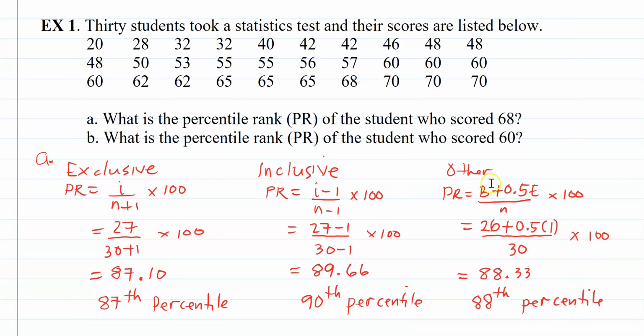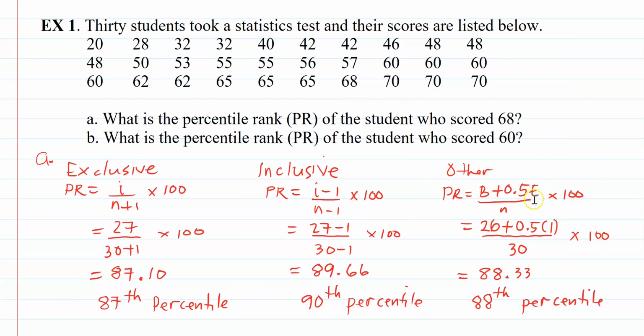Now using the other method, our formula is PR equals B plus 0.5E over N times 100. Our B is the number of scores below the score that we want to calculate the percentile rank. Because we want to know the percentile rank of the score 68, and the position number of 68 is 27, that means that there are 26 scores below the score of 68. So our B is 26.